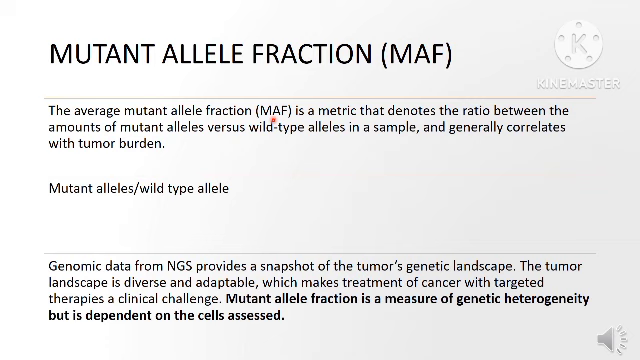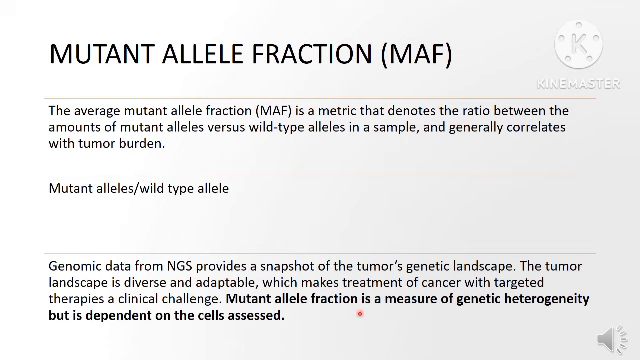So before using NGS as your platform, you have to know certain things. MAF stands for mutant allele fraction. It is nothing but the ratio between the amount of mutant allele present in your sample and wild type alleles, which generally correlates with the tumor burden.